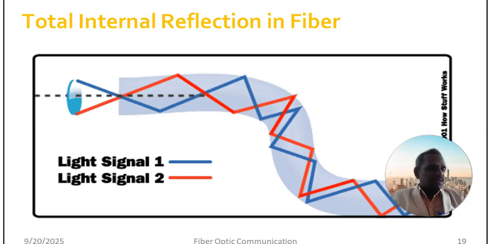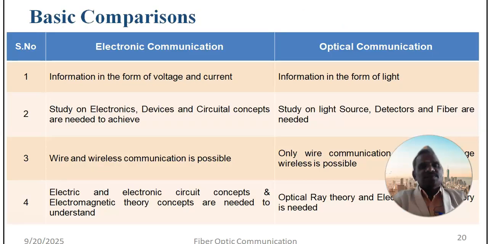So we have sent two signals, light signal 1, which is represented in blue color, that also goes through total internal reflection, and light 2, which also undergoes total internal reflection.